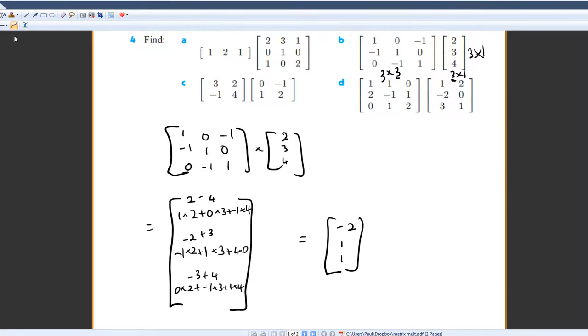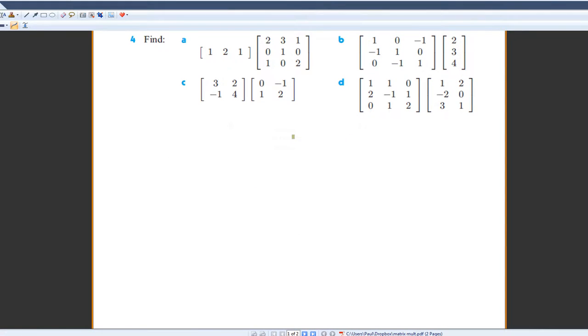Okay, and again you can use the fingers trick if you want. Put your 3 fingers across there, rotate your hand and run it down there. So it's that multiplied by that, row 1, column 1, row 2, column 1, or row 3, column 1.